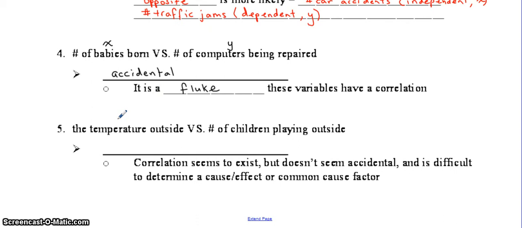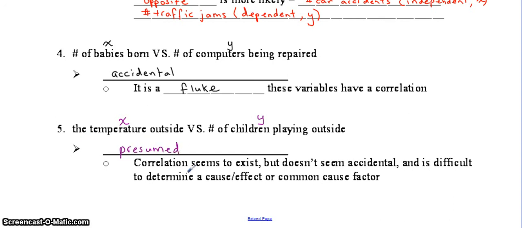In the last one, you found that the temperature outside had a correlation with the number of children playing outside. Now, if the temperature changes, it doesn't necessarily cause children to play outside. It makes sense that there's a relationship, but you can't really say that changing the temperature will force children to go play outside. So this is what we call presumed.